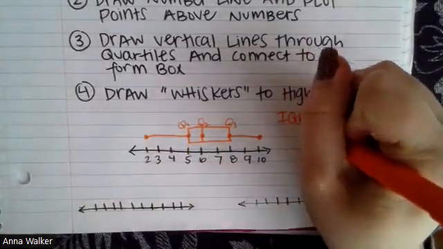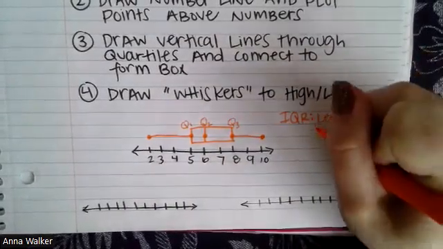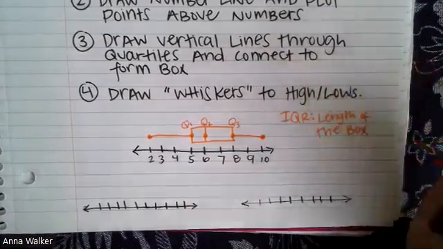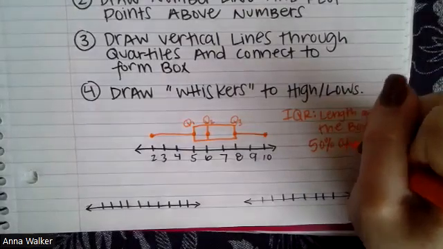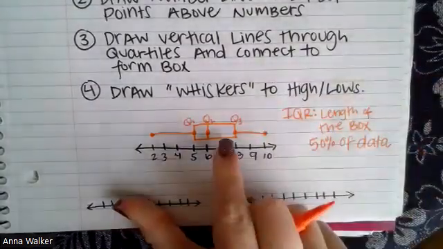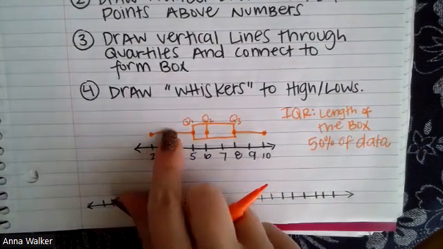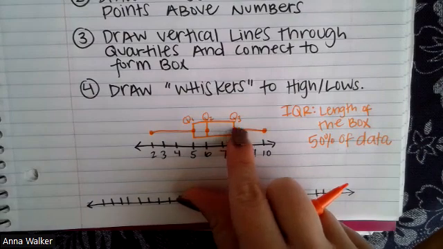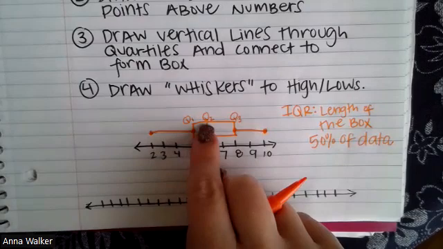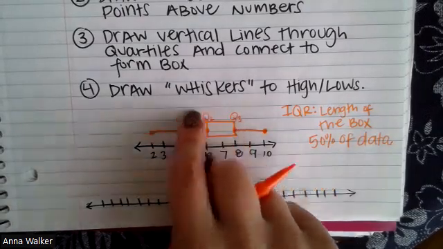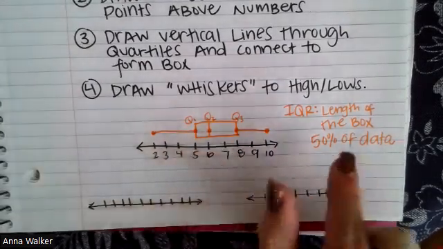So the IQR on a box plot is just the length of the box. The interquartile range also shows 50% of the data, because it is between the third and first quartile. Anything below the first quartile is the first section, and anything above the third quartile is our fourth section. The other two sections, between Q1 and Q2 and Q2 and Q3, are where half of our data lies. So this is showing the range of 50% of our data.